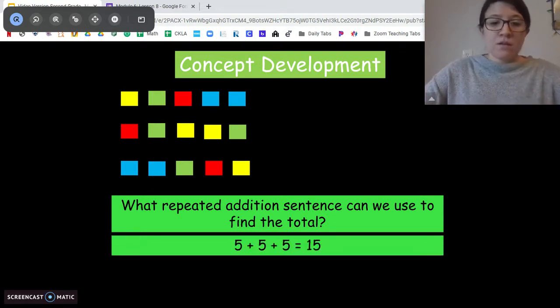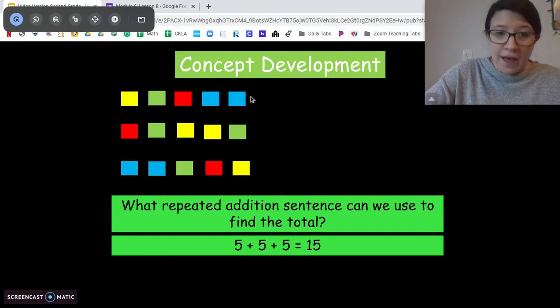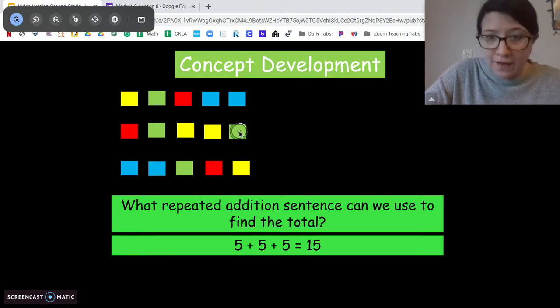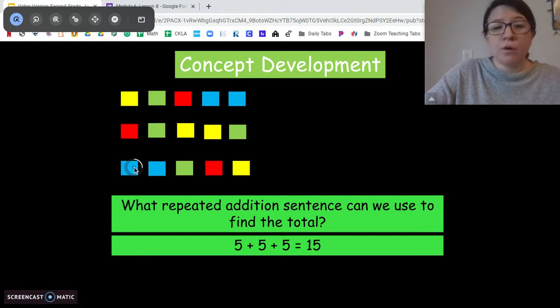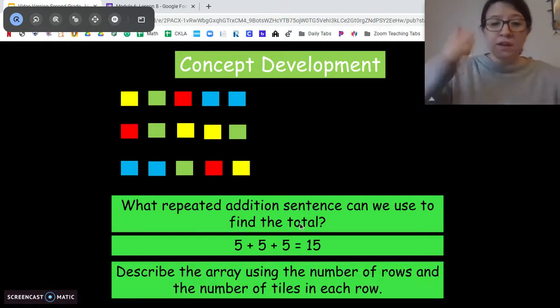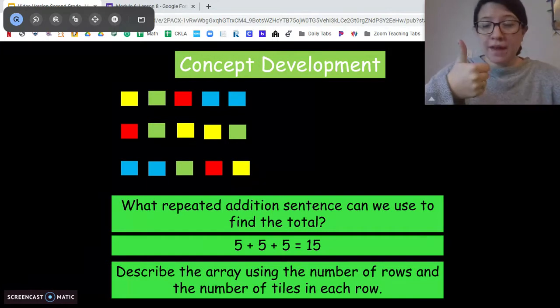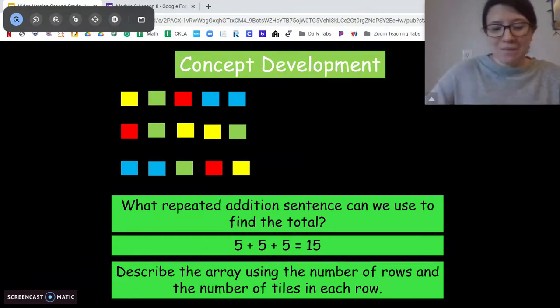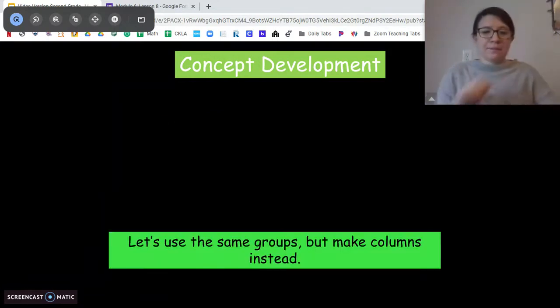Okay. So I wrote 5 plus 5 plus 5 because we have 3 rows of 5: 5, 10, 15. So we have 15 tiles all together. Can you give me a thumbs up if you got that? Nice job. All right, let's do a different set.